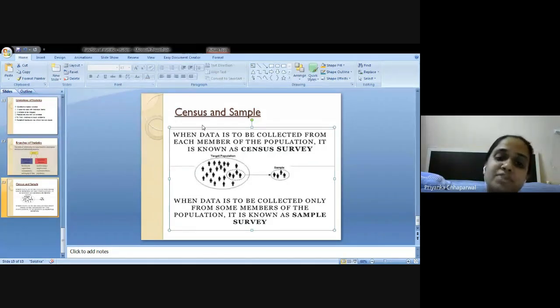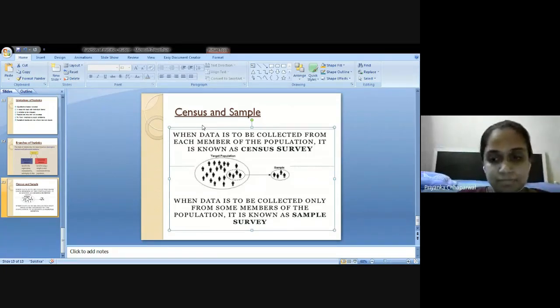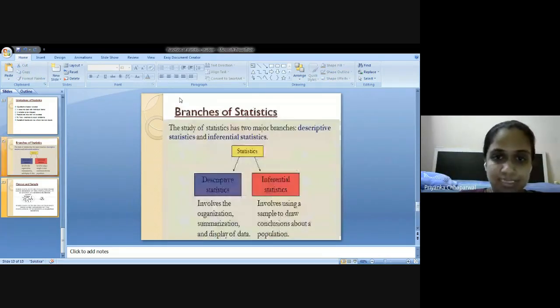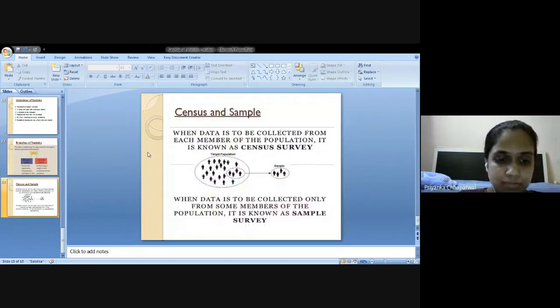So in such condition we use a sample, but when you take the sample, always remember students, the sample should fully represent your population, आपकी population को fully represent कर रहा हो, then it is a good sample, then it has minimum error and minimum bias in whatever sample you have collected. So yes, it is clear, branch of statistics and census and sample. Yes students, it is clear?